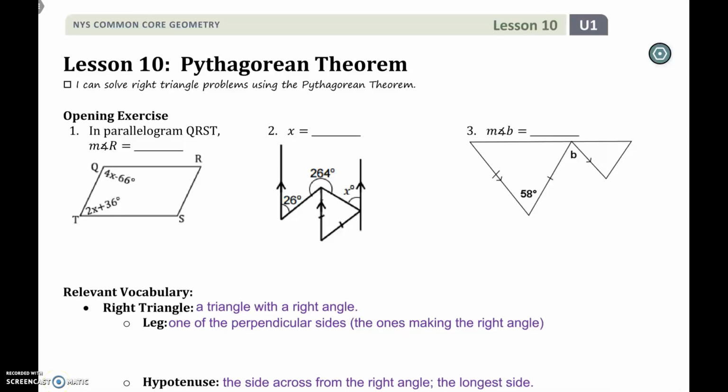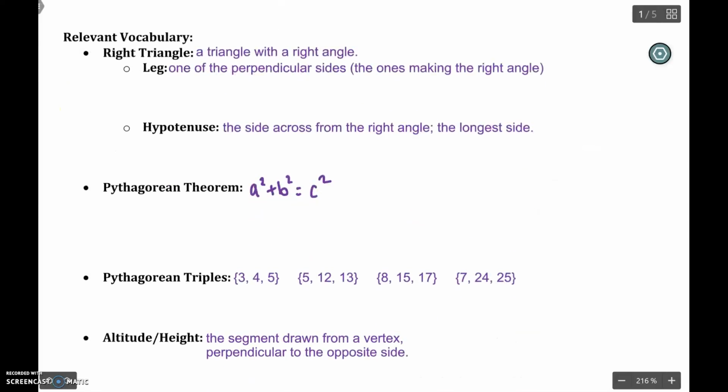Hello, it is Mrs. Griffin with the Unit 1 Lesson 10 video about the Pythagorean theorem. By the end of this video, I'm hoping that you can solve right triangle problems using the Pythagorean theorem. So, opening exercise, please do on your own. And on to our vocabulary.